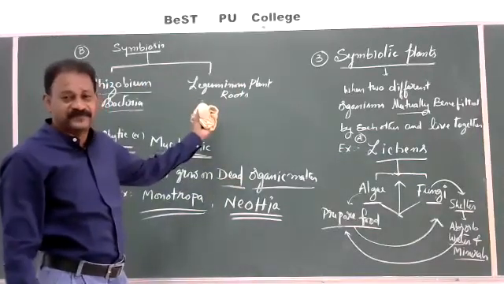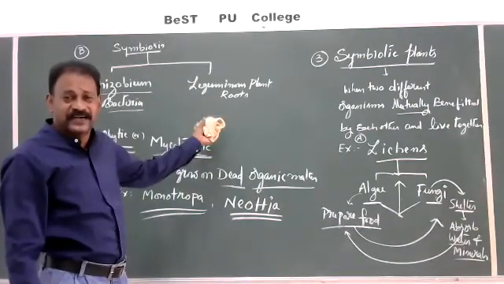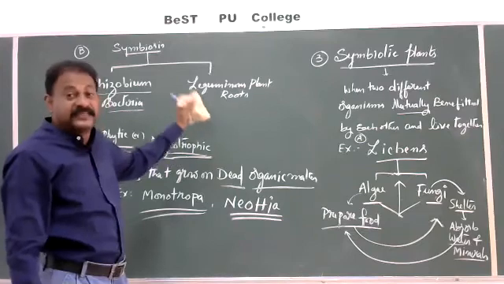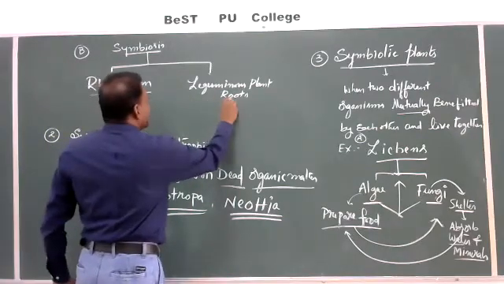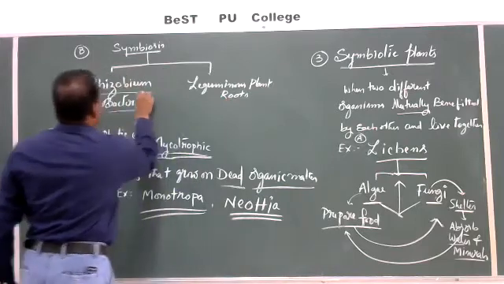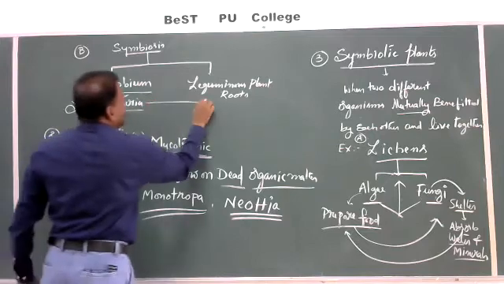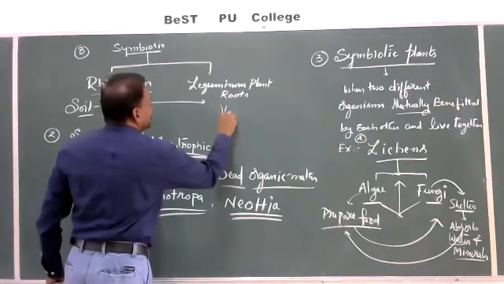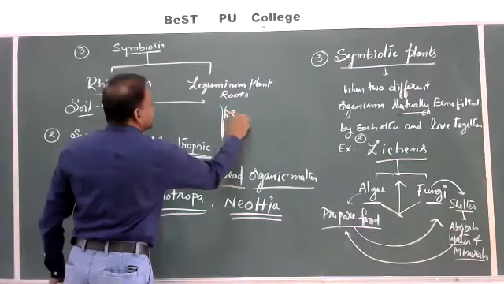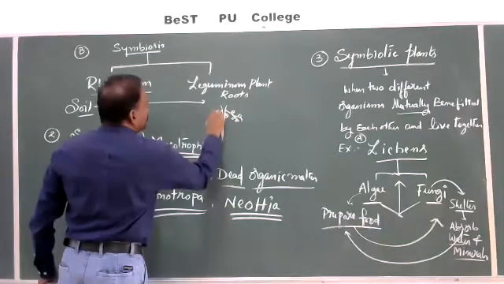which are called legumes, pods, like beans, groundnuts, all these plants. In these plants, in their roots, the bacteria which is present in the soil enters into the roots. So when it enters into the roots, it will produce some structures which are called root nodules.